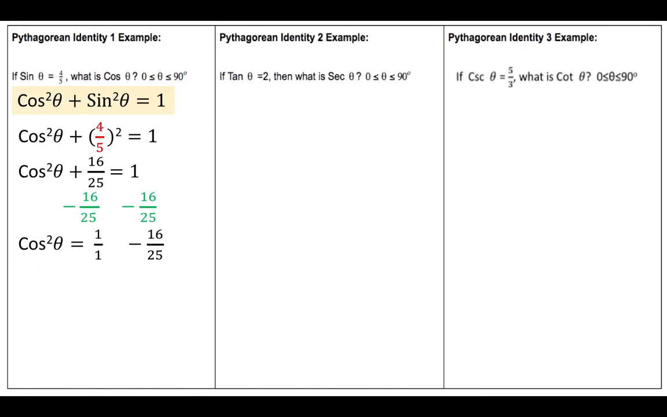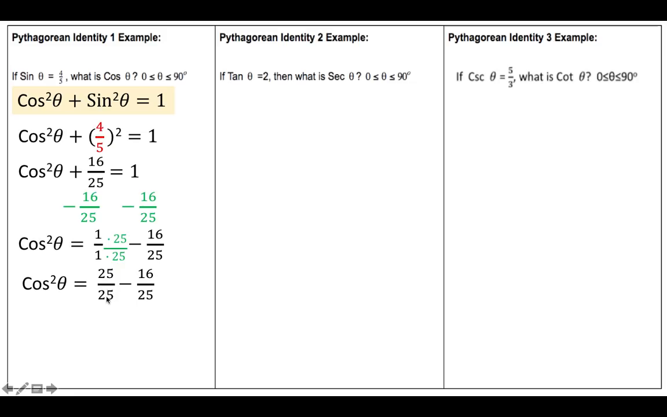When I subtract 16 over 25, I'm going to rewrite this 1 right here into 1 over 1. Because in order to subtract a fraction, I gotta make sure I have common denominators. So what I'm going to do is I'm going to multiply this 1 over 1 by this denominator, which is 25 over 25. That's going to give me this next step.